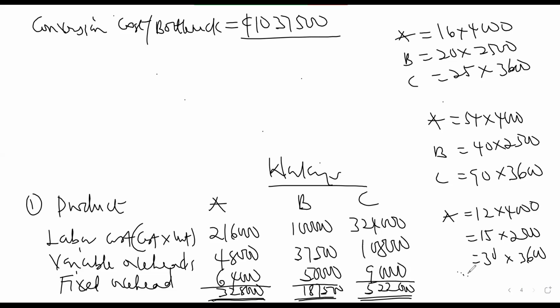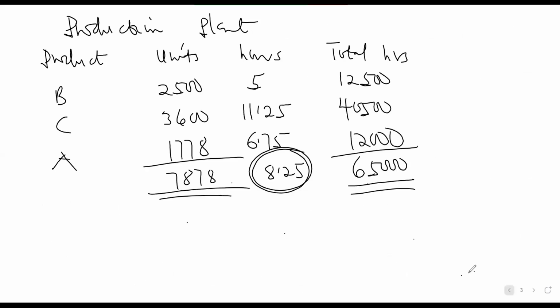The total bottleneck is what? 65,000 hours. Do you agree? Yes, the total hours available is 65,000. So what are we going to be getting? I'm getting 15.96. So this is the cost per hour. Okay, let's come here. Let me calculate this one first.